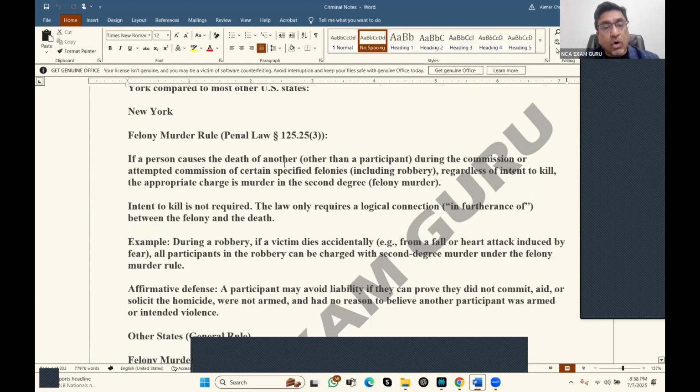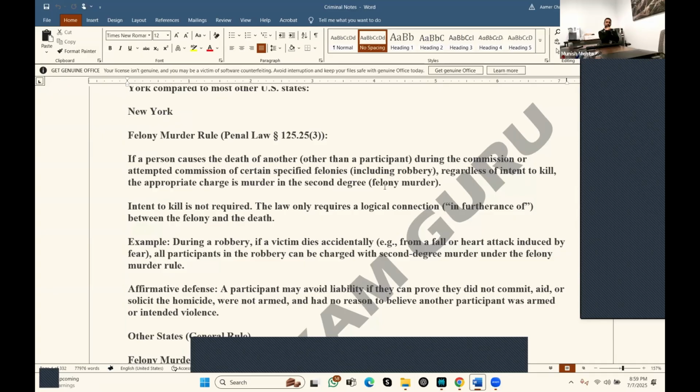If a person, which is Amir Chaudhary, causes the death of another person, which is Satinder, other than a participant, during the commission or attempted commission of certain specified felonies, including robbery, regardless of intent to kill, the appropriate charge is murder in the second degree, felony murder. So why second degree murder? Because in New York it is second degree murder. Other than New York, first degree.